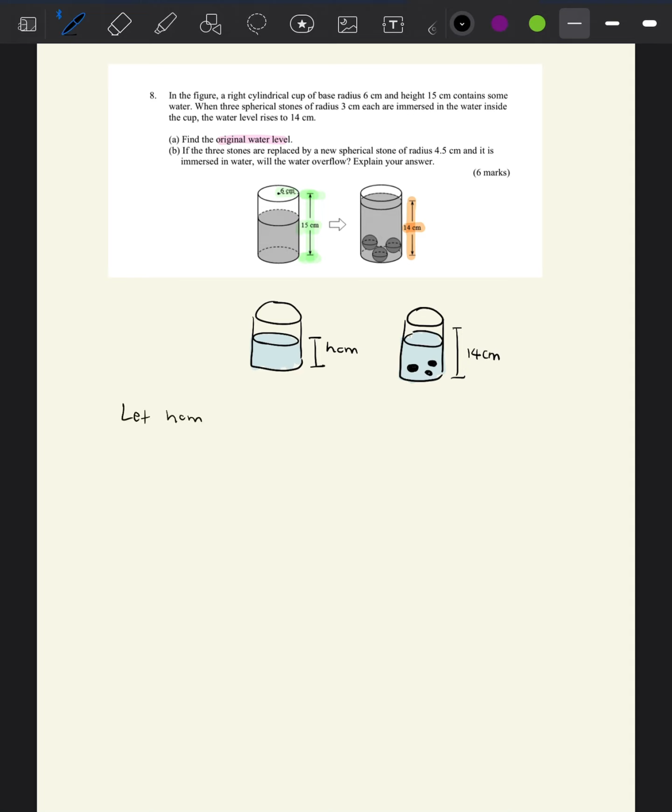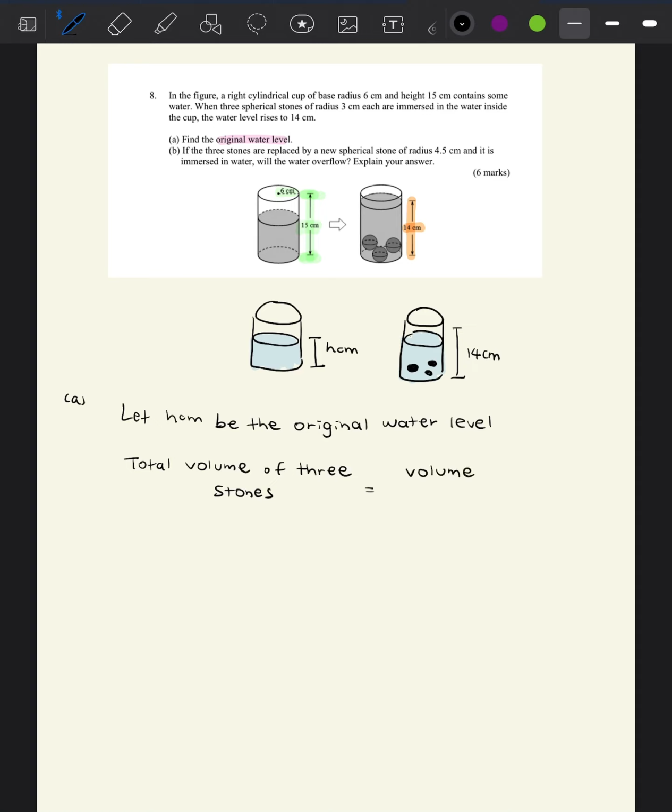So therefore, even though you draw it, you have to tell me that you let h cm be the original water level. Some of you gave me volume, but when they say water level, they mean the height of the water. So here the total volume. When I say total volume of the 3 stones, because a lot of you wrote 3 stones, but when you find the volume, you just gave me 1 stone.